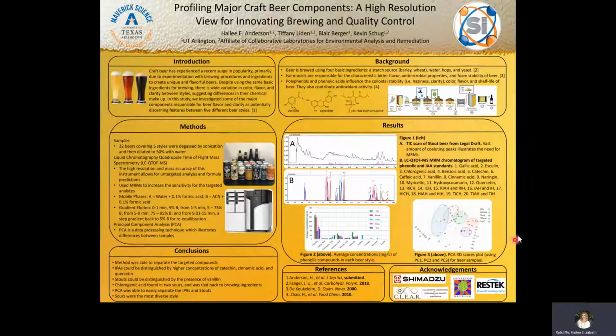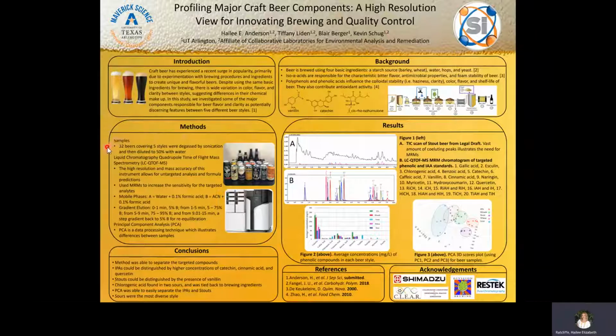Despite using the same basic ingredients for brewing, there is a wide variation in color and flavor between different beer styles, suggesting that there are differences on their chemical level. In this study, we investigated two major classes of compounds that are responsible for beer flavor as potentially discerning features between 5 different beer styles. The two classes of compounds we're going to look at are isoalpha acids and phenolic compounds.